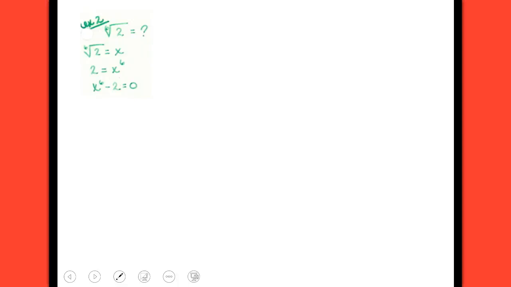For the next one, they ask me to use Newton's method to find the 6th root of 2, correct to 8 decimal places. All right, so for this one, if I'm going to do Newton's method, I need an equation, right? So I could say, okay, here's the 6th root of 2. Let's set that equal to x.